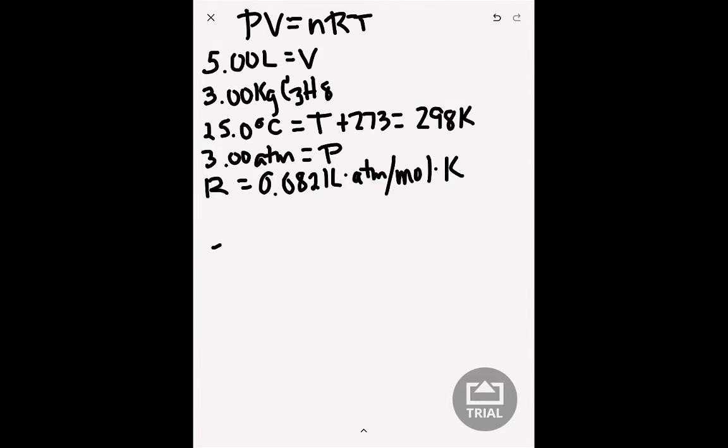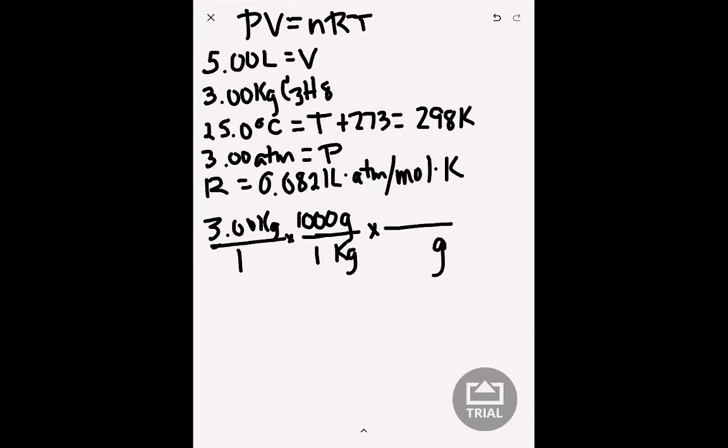3.00 kilograms over 1. And then I know I want to go from kilograms to grams. And I know that there are 1,000 grams in 1 kilogram. Now that I've got it to grams, kilograms cancels out, then I can change from grams to moles by using the periodic table.